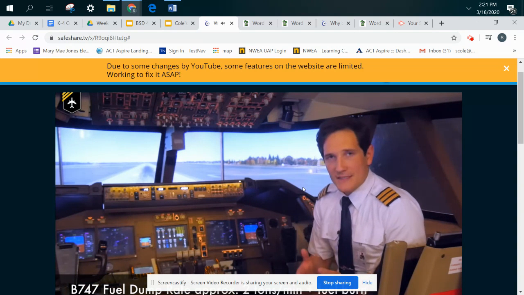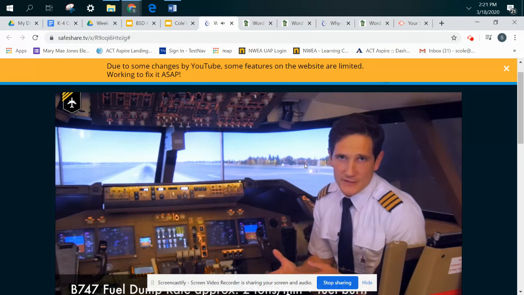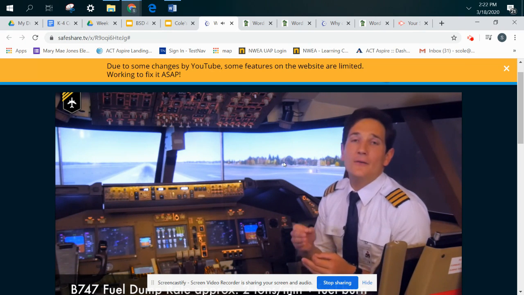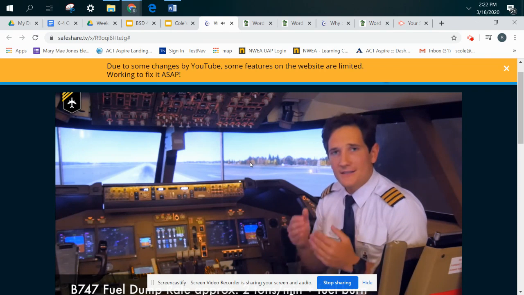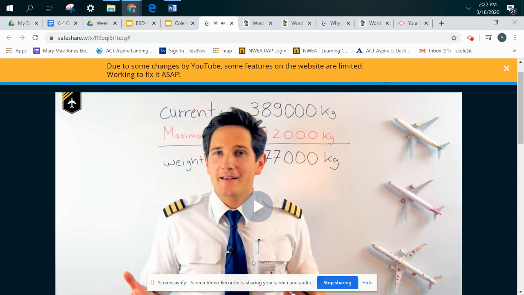The dumping rate on the 747 is approximately 2 tons per minute plus the fuel burned during the procedure. So let's do the math how long we would have to open the valve until reaching an appropriate landing weight. Okay, so notice here that they dumped the fuel out.